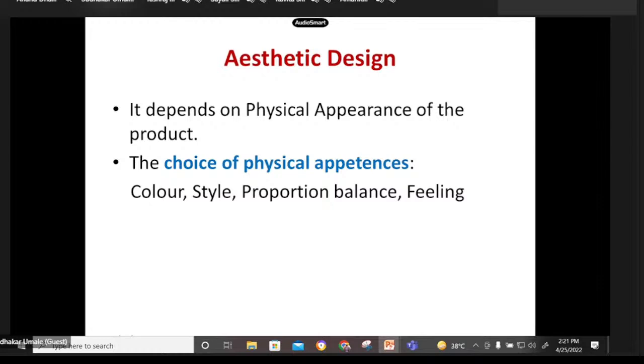Aesthetic design, already I have discussed. It depends on the physical appearance of the product. The choices of the physical appearance are color, style, proportion, balance, feelings. So these are the criteria of selection of aesthetic design. You have to choose your own color, style of the prototype, proportion of balance, meaning all the balances we have to follow, right side, left side, top, bottom, like that. And what you feel by the prototype. So this is very important, feelings, whether it is good, bad, like that.